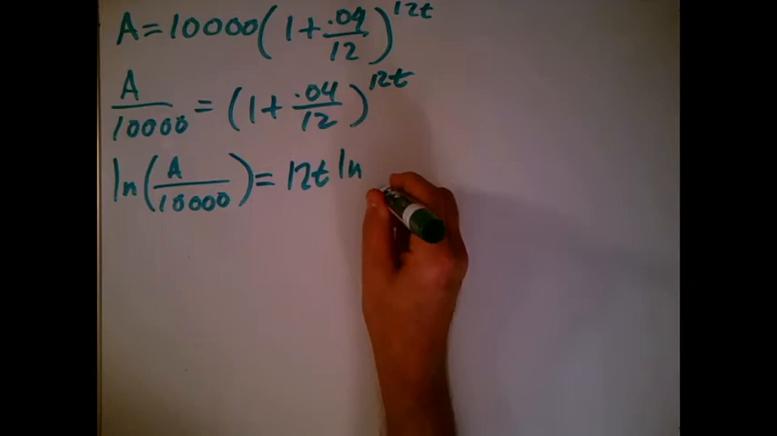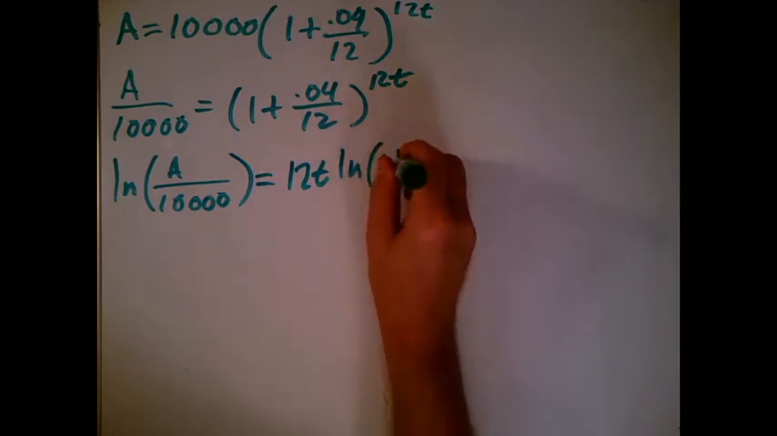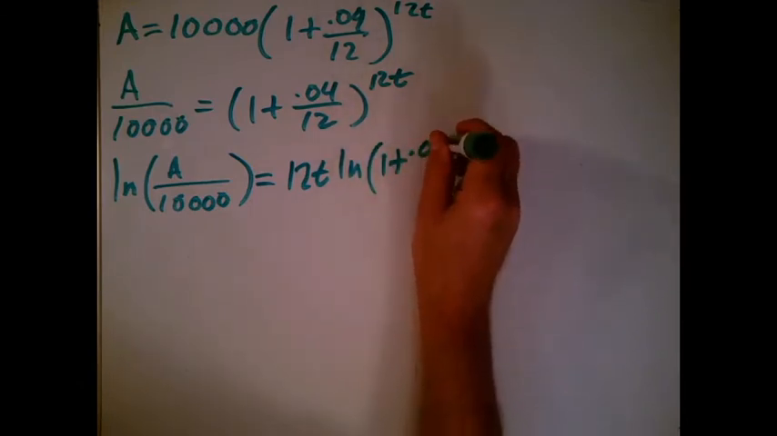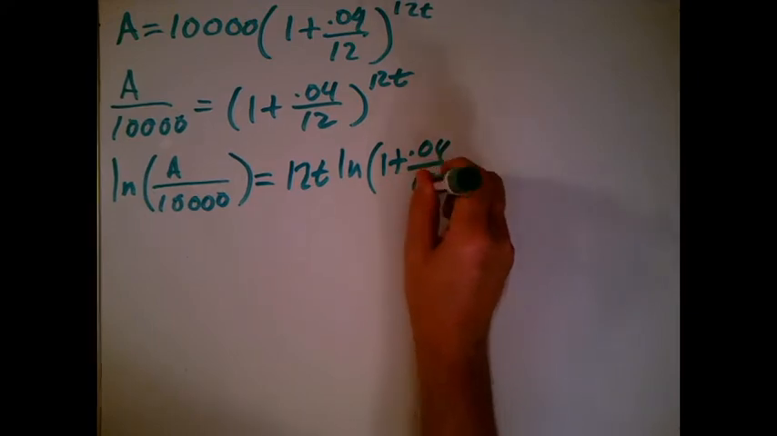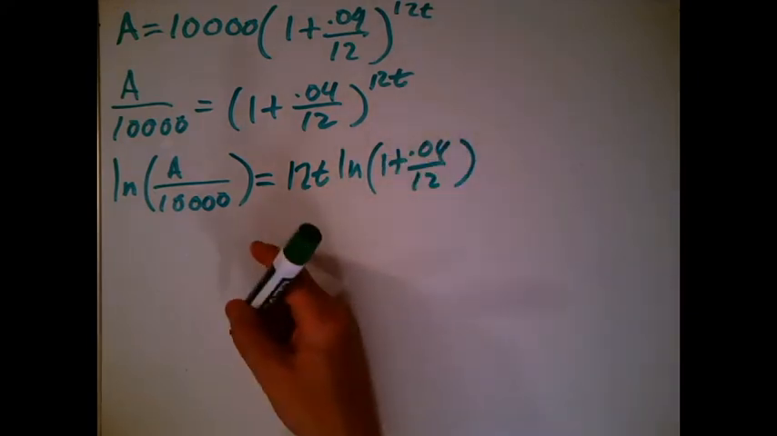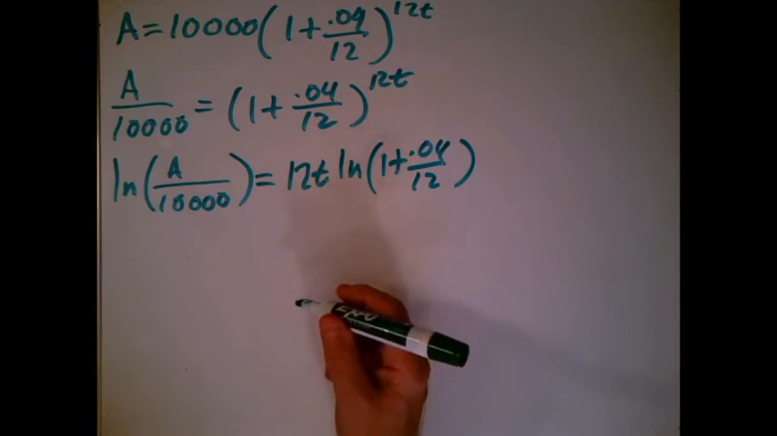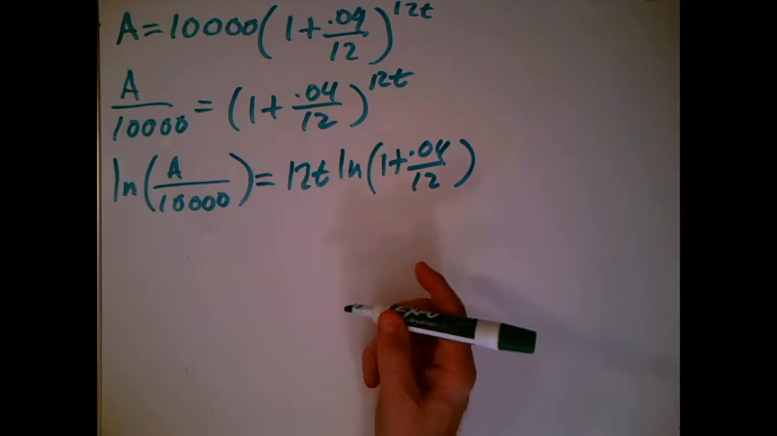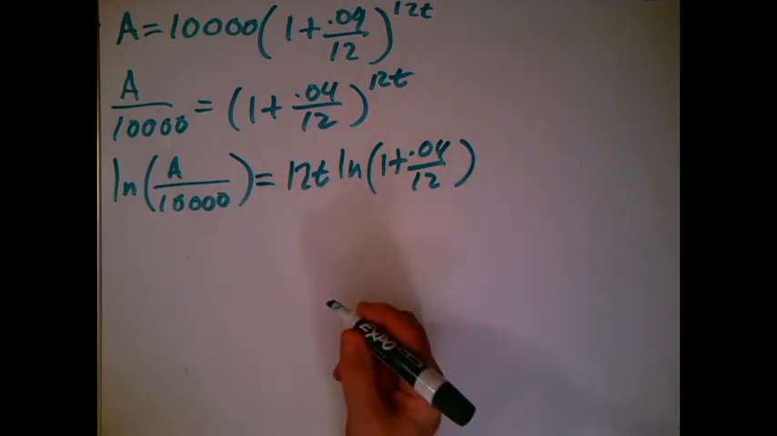And I'm going to get the ln of 1 plus 0.04 over 12. And remember, all I did was I took the natural logarithm of the right-hand side and then brought down the 12t. Unfortunately, we're trying to solve for t, so I have to divide both sides by the 12, and I have to divide both sides by this horrible logarithm.